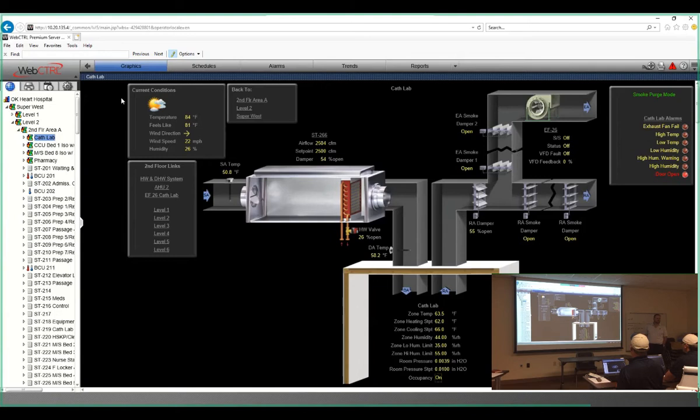So, cath lab, essentially another operating room, doesn't have the dual duct, it has a single duct, and this one has the low temp supply from chiller number 4 on the roof, right? Yeah.